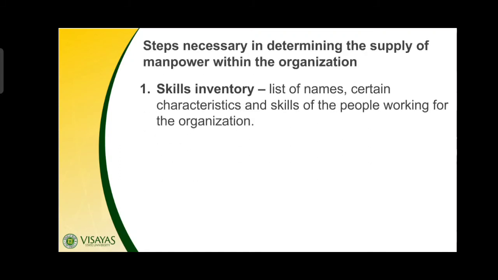Okay, so what are the steps necessary in determining the supply of manpower within the organization? So of course, as we have discussed, supply must meet demand. So first is the skill inventory. Skill inventory includes the names, certain characteristics, and skills of the people working for the organization. So it is listed here in the skills inventory.